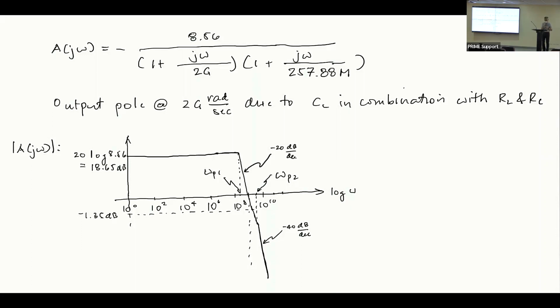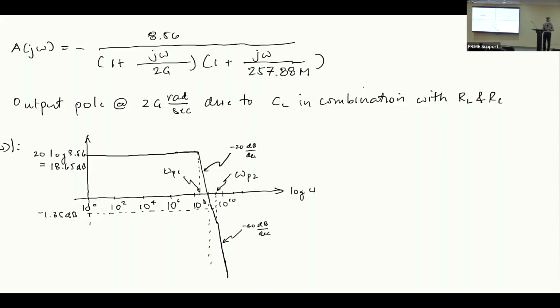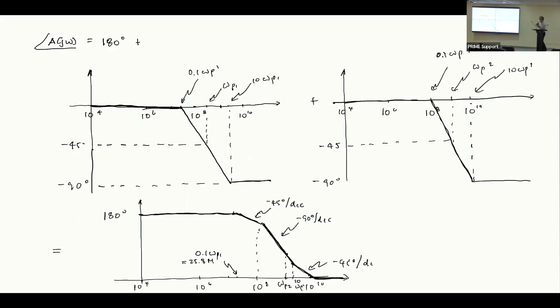Any questions? Now the phase response, well, this is a little bit harder, yung phase response. So you start with 180 degrees, okay? Because your DC component is negative, no, your DC gain is negative. So you have to start at 180 degrees. And then your first zero, this is the input pole. So this is omega P1, 277 megaradians per second.